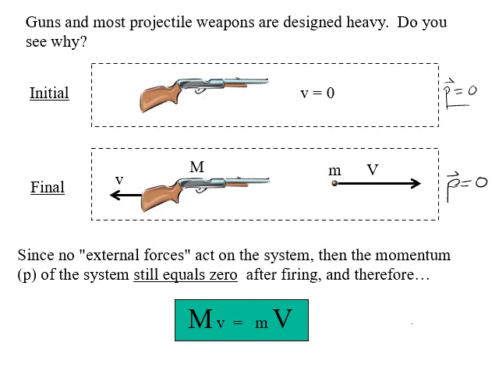So if the gun and the bullet were the same mass, then these velocities would be equal. And it would be just as dangerous to fire the gun as it would be to stand in front of the gun with the bullet coming towards you. So guns generally and weapons tend to be pretty massive.